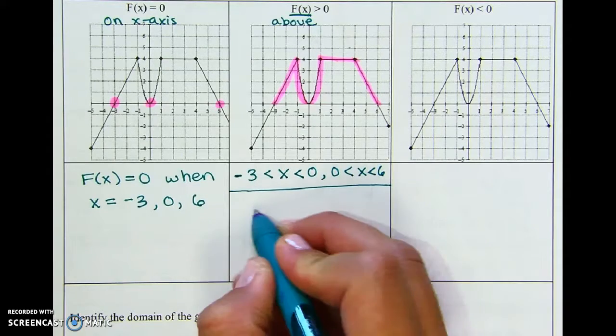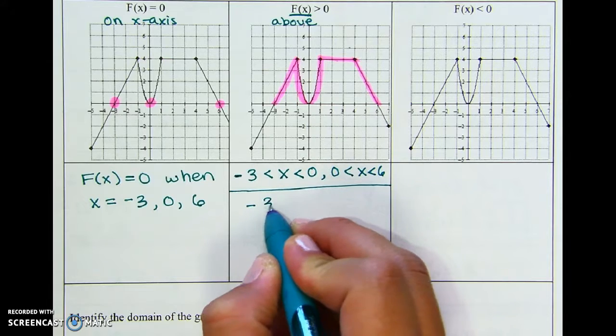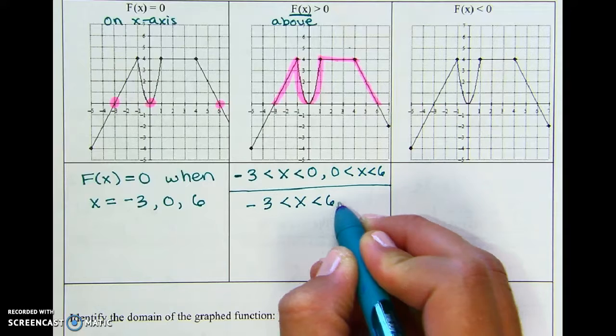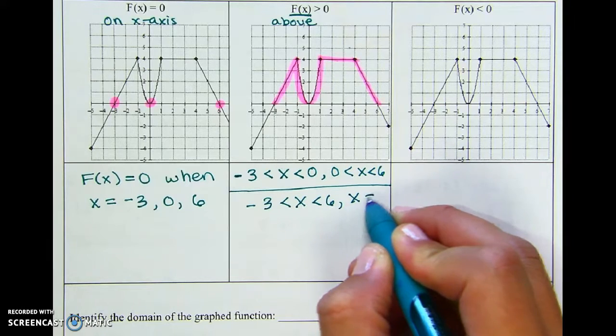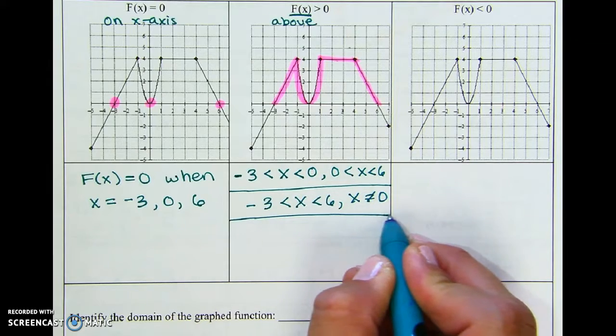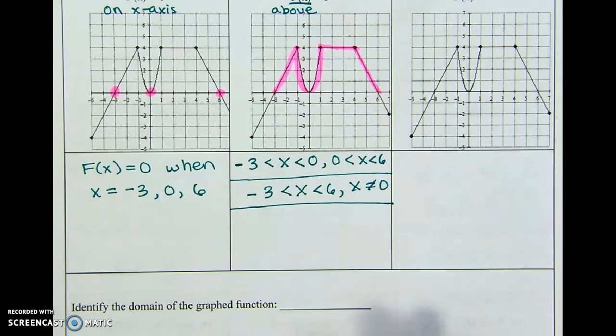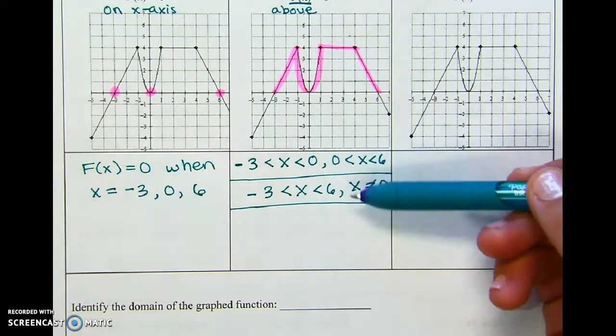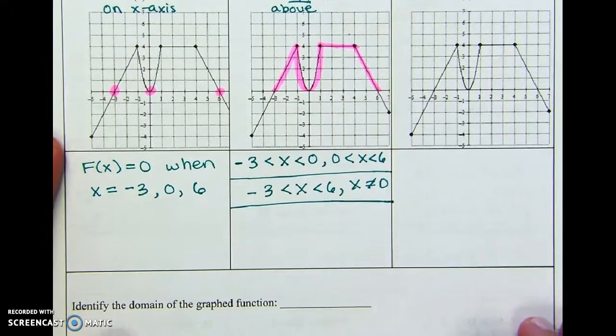I want to show you another way, because that looks super long and messy, right? We could say all the x's between -3 and 6 except x not equal to 0. That's another way. All right, do you remember the shortcut? The interval notation? So this is called inequality. Say inequality. Now we're going to do the interval notation.